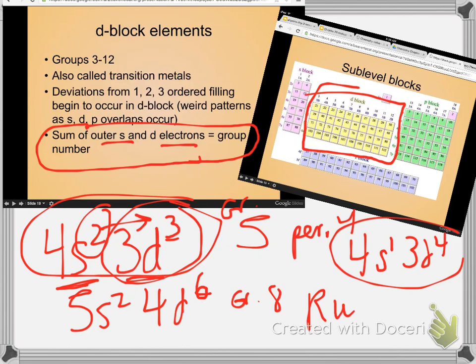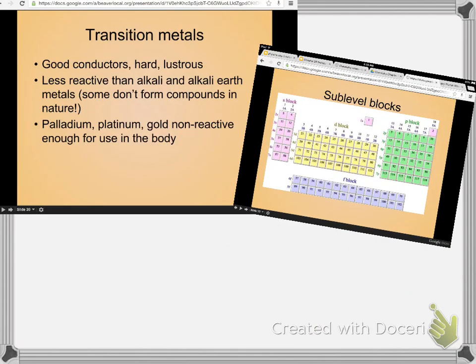Okay, now on to the big, the bad, the dangerous. Okay, so we'll finish talking about the d-block real briefly. They're often called the transition metals. These are the things that look and act and sound and feel like what you think of when I say metal. They're hard, they're strong, they're good conductors, they're shiny, all the things you think of as a metal. They're not all that reactive.